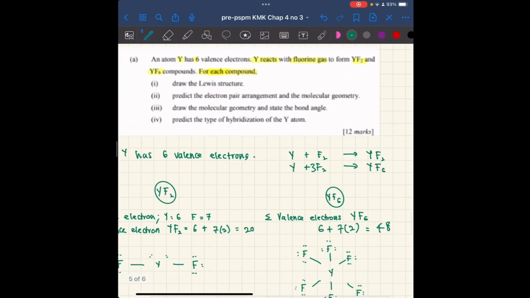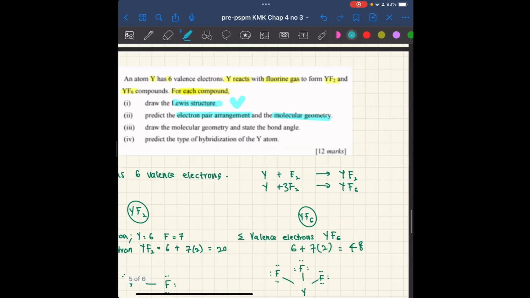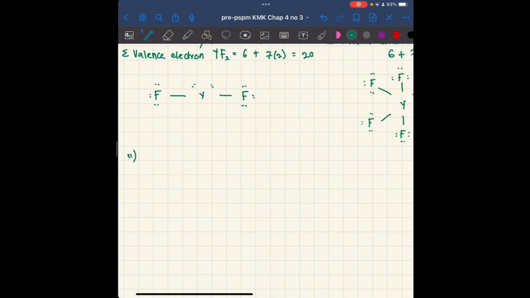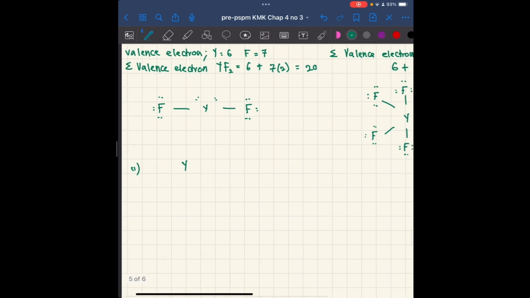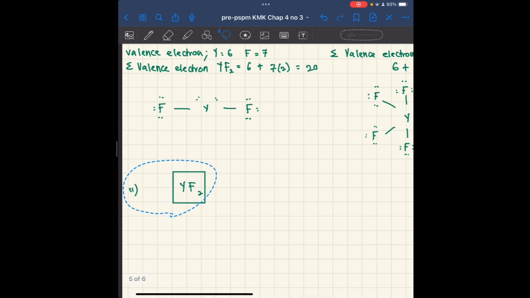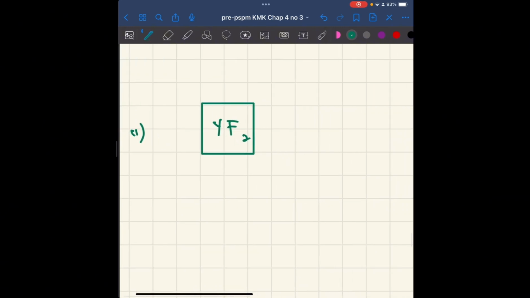As for number 2 Roman, predict the electron pair arrangement and the molecular geometry. So number 2 Roman, don't forget we have to do it for both compounds, which are YF2 and YF6. So we do it for YF2.